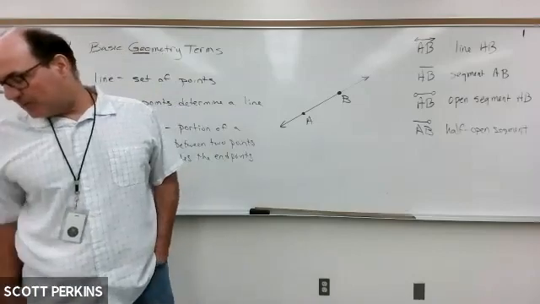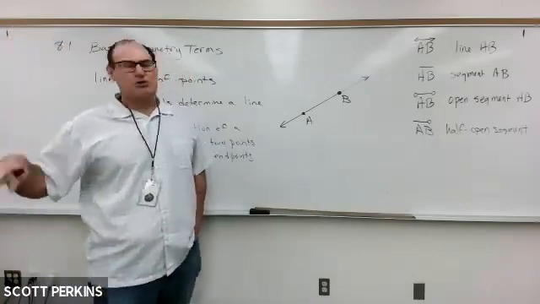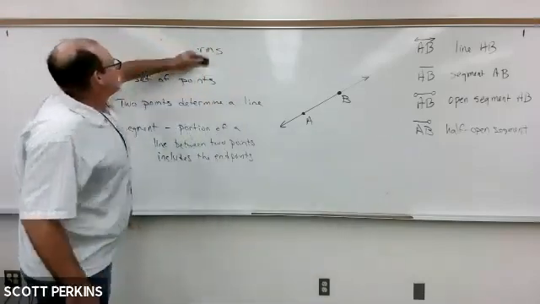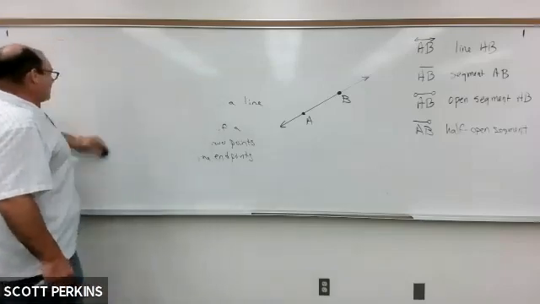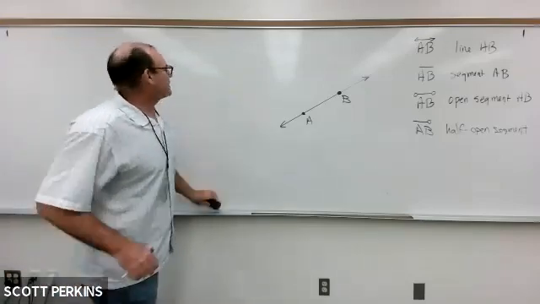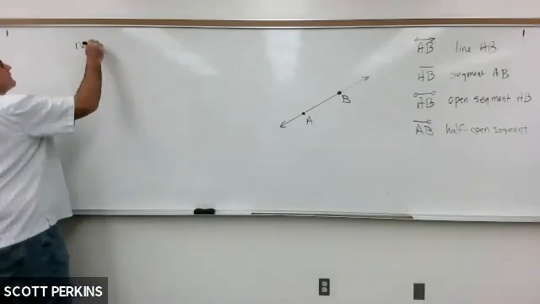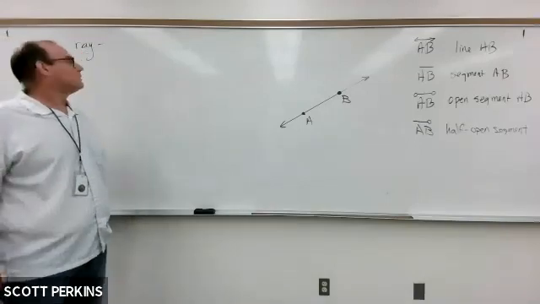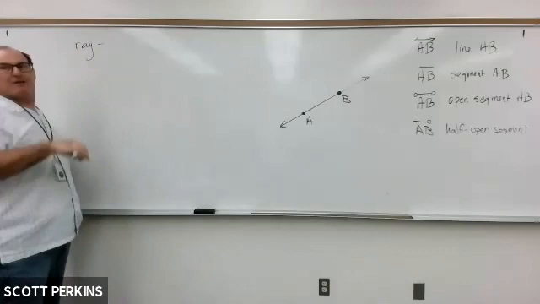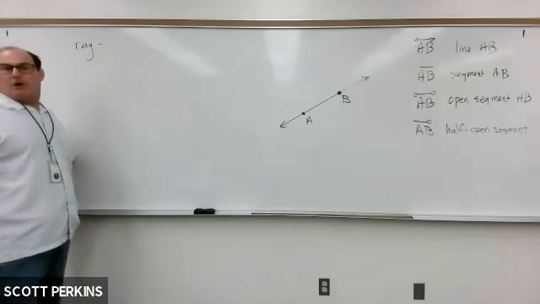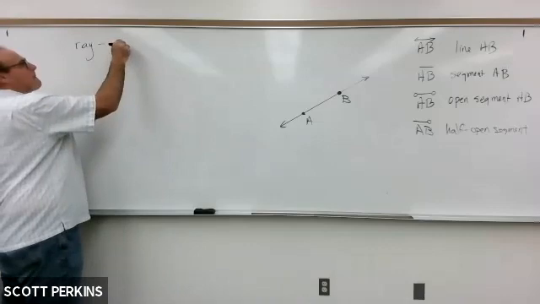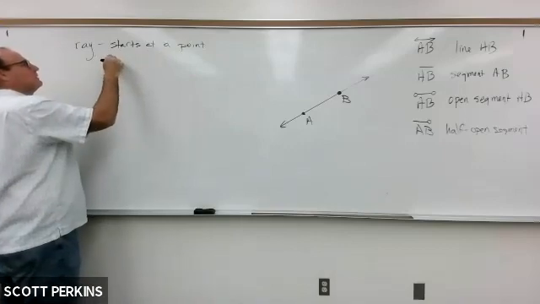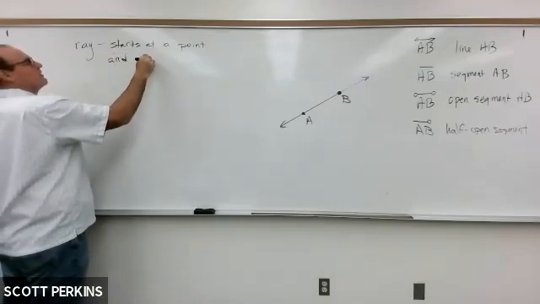Now there's one more thing, and then we're going to do a few problems, and then I'll introduce some other things to you. So that's kind of lines and segments, but we can divide it up a little more too. We can talk about something called a ray, like a ray of sunshine. A ray is a figure that starts at a point and goes in one direction.